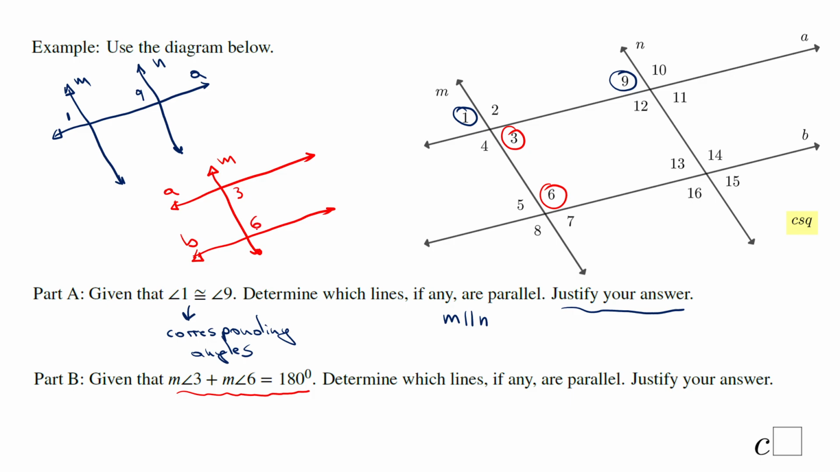If these two angles are supplementary, yes, we can say what lines? A and B are parallel lines, right? Angle 3 and 6 are consecutive interior angles, or same side interior angles. If two consecutive interior angles are supplementary, then the lines are parallel. So in this case, which lines? A and B. And we justify our answer: we use the converse of consecutive interior angles.